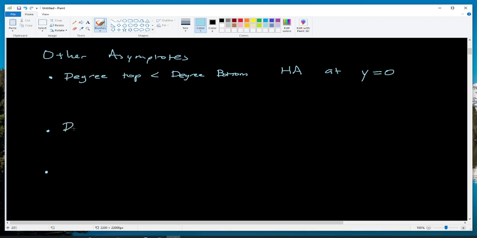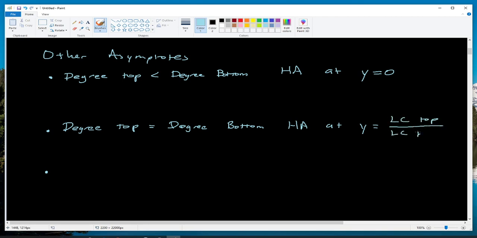Second case, what if the degree of the top is equal to the degree of the bottom? In this case, we get a horizontal asymptote at y equals the leading coefficient of the top over the leading coefficient of the bottom. We'll talk through what that means in an example in just a second.